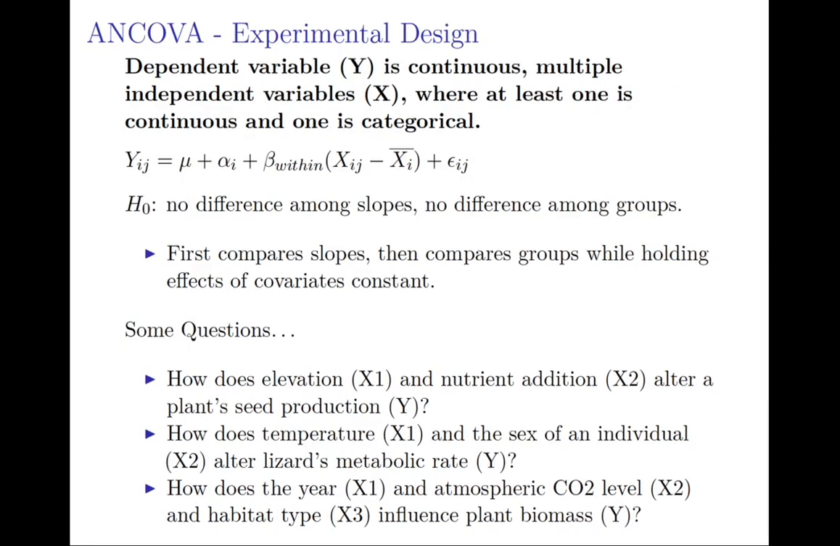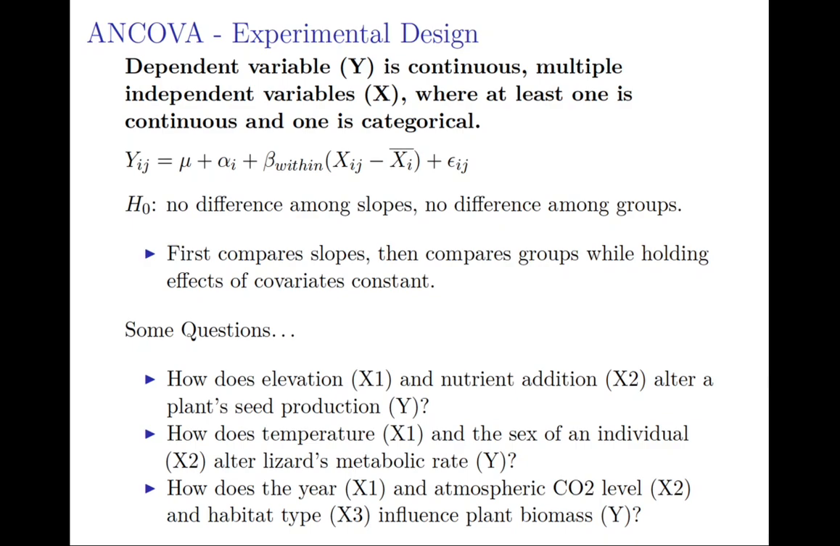Okay, moving on to our last type of model that we're going to talk about today. ANCOVAs, or analysis of covariance. And here you have your dependent variable y that's continuous again, but you're going to have multiple independent variables x, where at least one is continuous and at least one is categorical. And your equations start to get kind of complicated, so really don't worry about it too much, but just know that we're testing for the null hypothesis that there are no differences among slopes or no differences among groups.